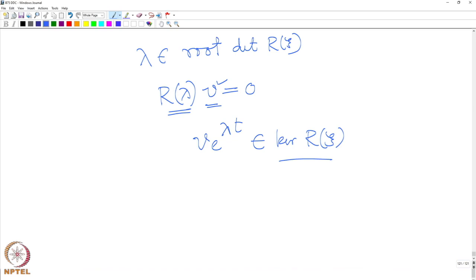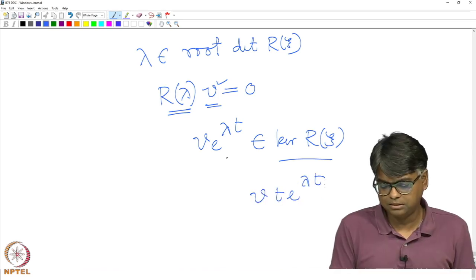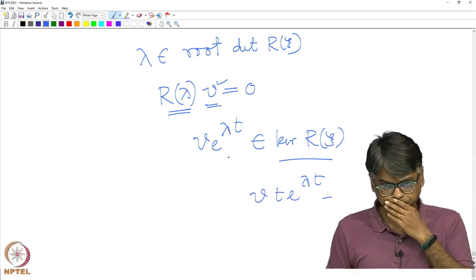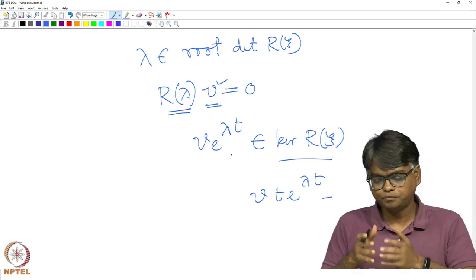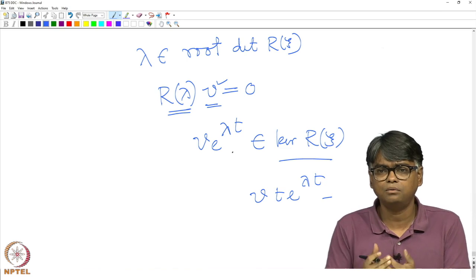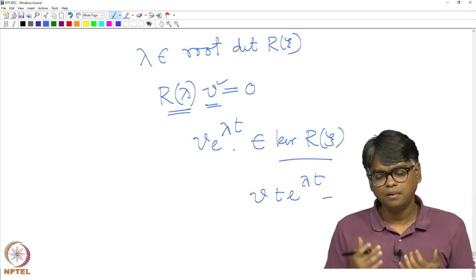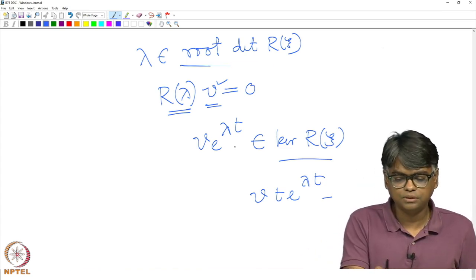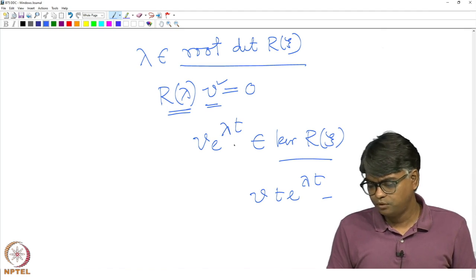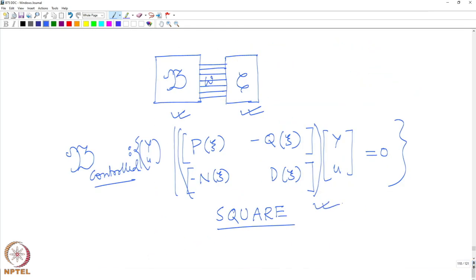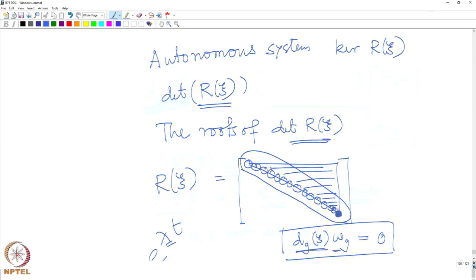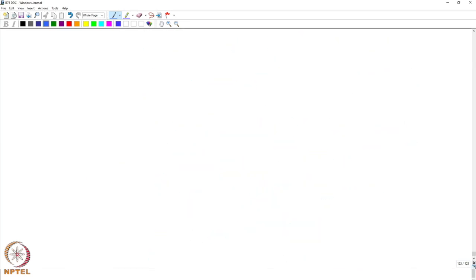Although I am skipping the nitty gritties, because there could be multiplicities and solutions like v t e to the power λt, we are not interested in that here, because the trend of how the solutions die down is governed by the roots of this determinant. So pole placement here would mean placing the roots of the determinant of this. The question is, can we place these roots arbitrarily? Can we?